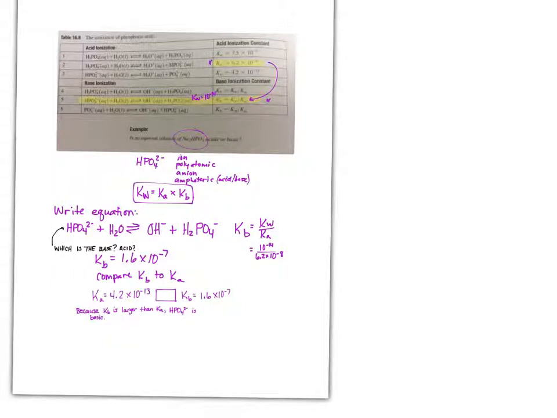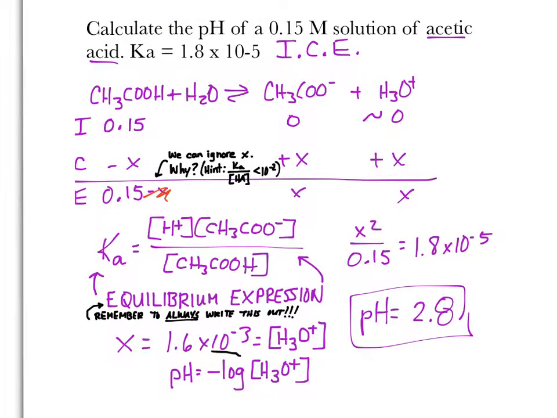For this question, is an aqueous solution of sodium hydrogen phosphate acidic or basic? We just need to compare the Kb to the Ka, and you'll notice that the Kb is bigger, so therefore it's basic. Calculate the pH, so on and so forth.